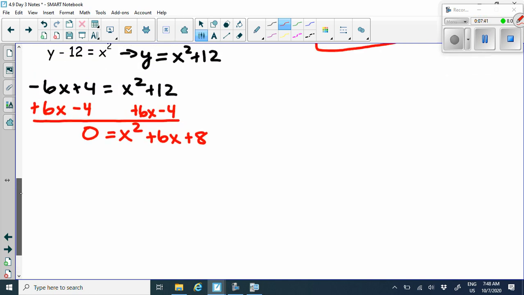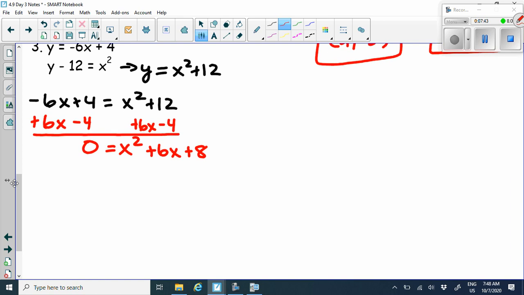Okay, so now let's go and factor. So this is a part where you can pause again and then go ahead and keep going and solve for the rest. Then go ahead and do that.